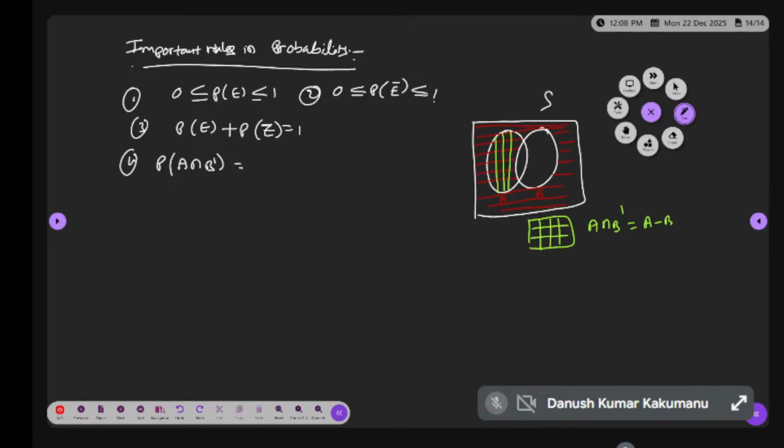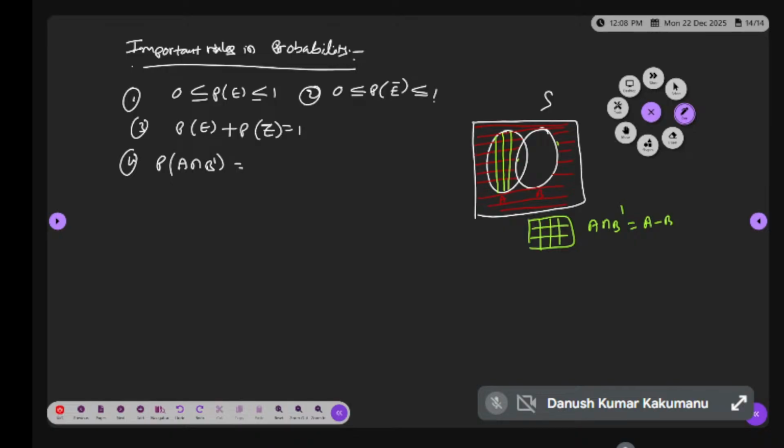If I take this diagram, that represents A. Only A. This portion is what? Only A. And this portion is what? Only B. B different, only B different. A different, only A different. Isn't it, all of you? If I say A means what? Some intersection portion is there.